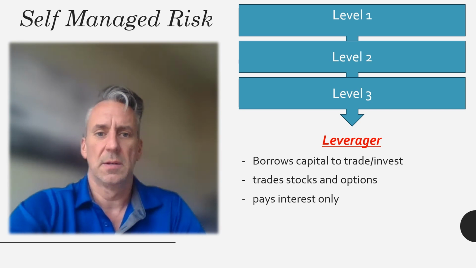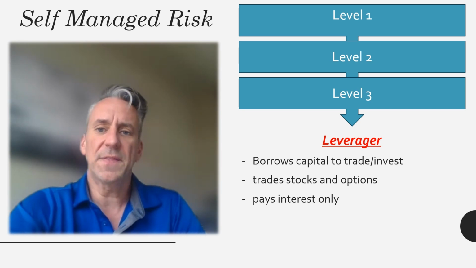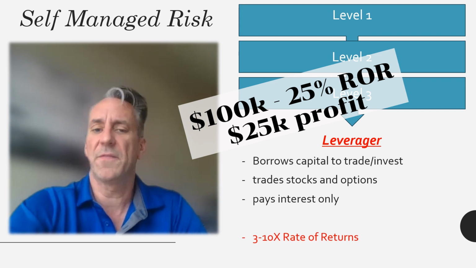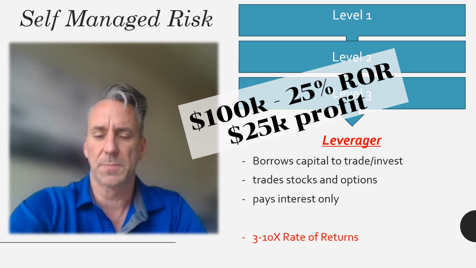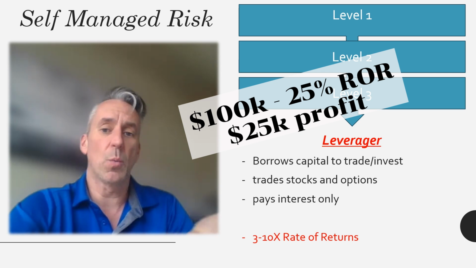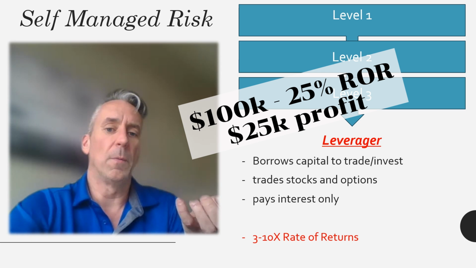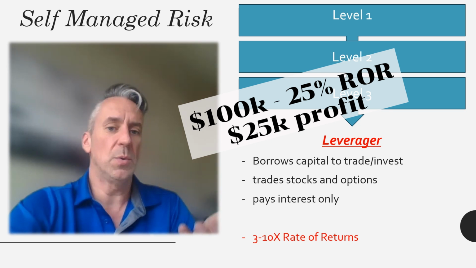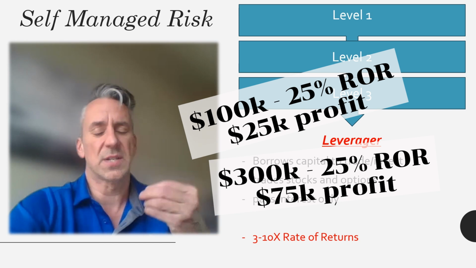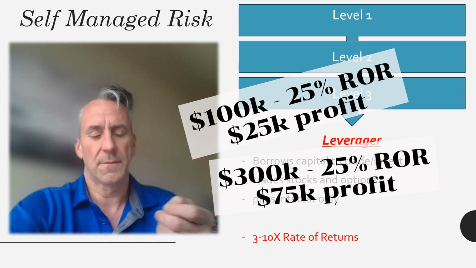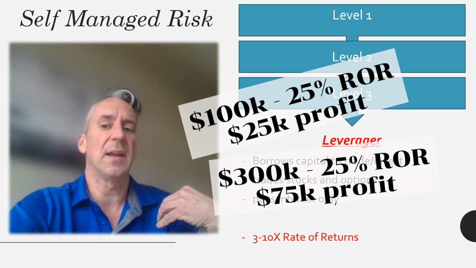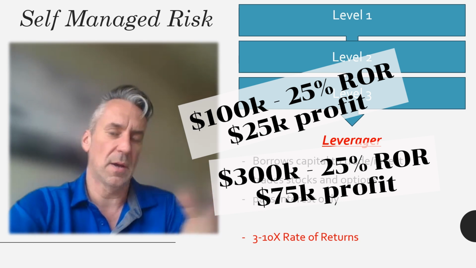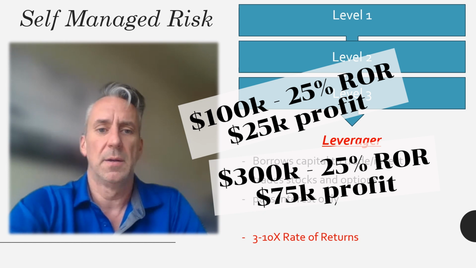As an example, think of investing $100,000 capital, and let's say you earn 25%, or $25,000 profit. If you leveraged your $100,000 and borrowed $300,000 on that capital at a 25% return, you would get 3 times, or $75,000. For this reason, we'll suggest that you get 3 to 10 times more returns than a level 2 risk would be.